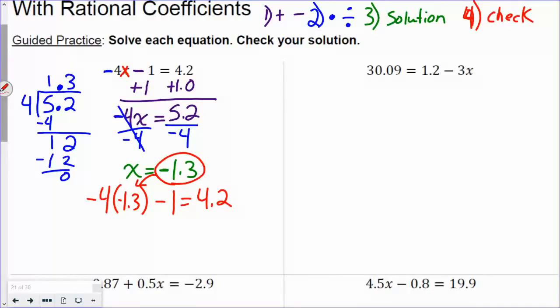We cannot put a check mark. We don't know if for real this is the correct solution. I do know a negative times a negative makes a positive. We're going to have a -1, and we're going to have a 4 and 2/10.